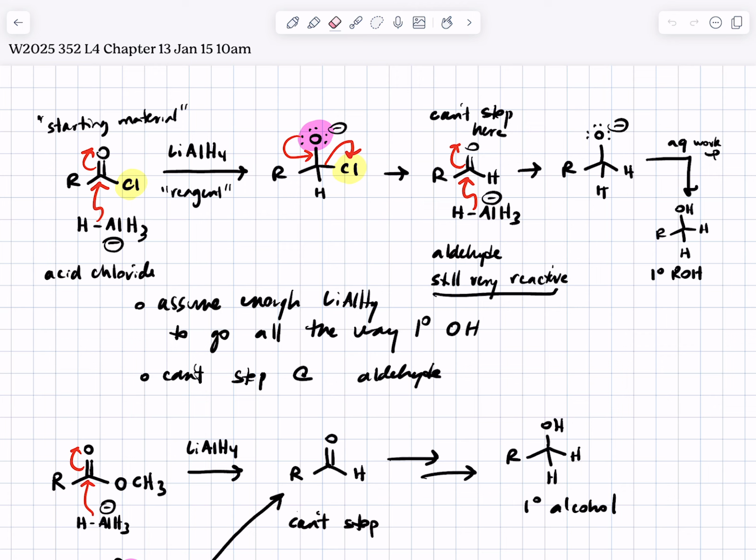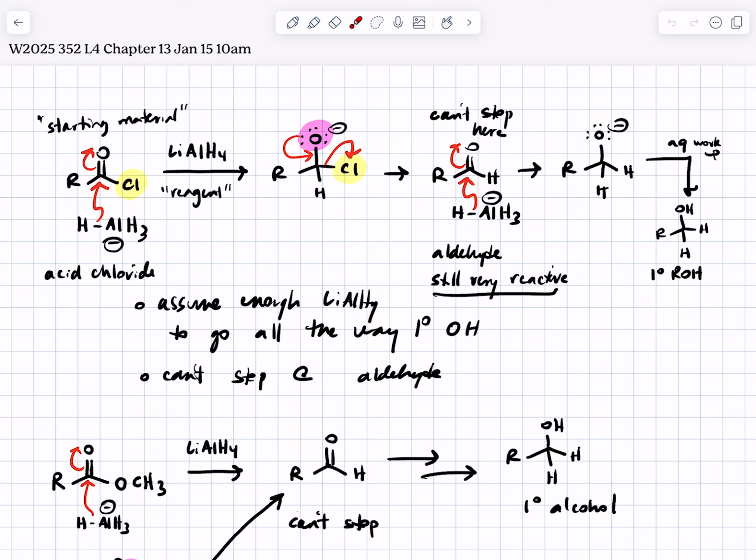So last time at the very end of class, I introduced you to this problem of what happens when the product of a reaction is more reactive than the starting material, or at least as reactive as the starting material. When your starting material is an acid chloride, lithium aluminum hydride delivers a hydride to the pi star, breaking the pi bond, and you get this tetrahedral intermediate. The leaving group is a decent leaving group relative to the negatively charged oxygen, and so electrons kick down and the leaving group leaves, and you get an aldehyde product.